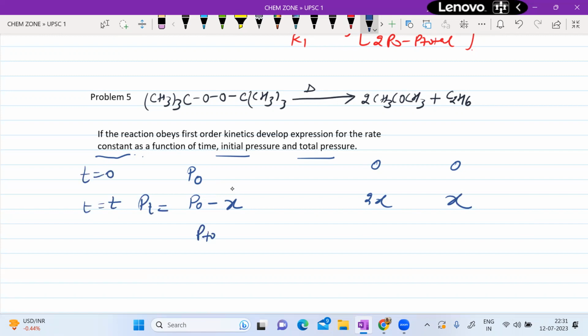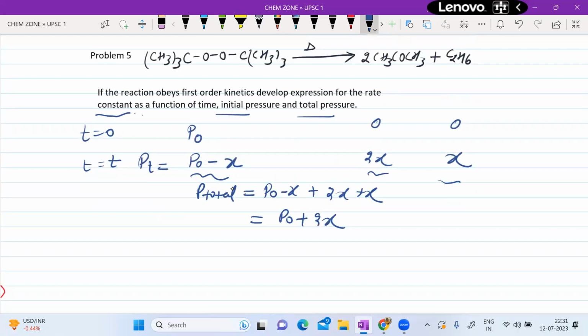As I told you earlier, we cannot calculate the individual pressure easily, but we can calculate the total pressure after time t. So if you see, the total pressure of gas will be the sum of all these pressures. So from here we find that P total will be equal to P naught plus 2x. That is, x will be (P total minus P naught) upon 2.